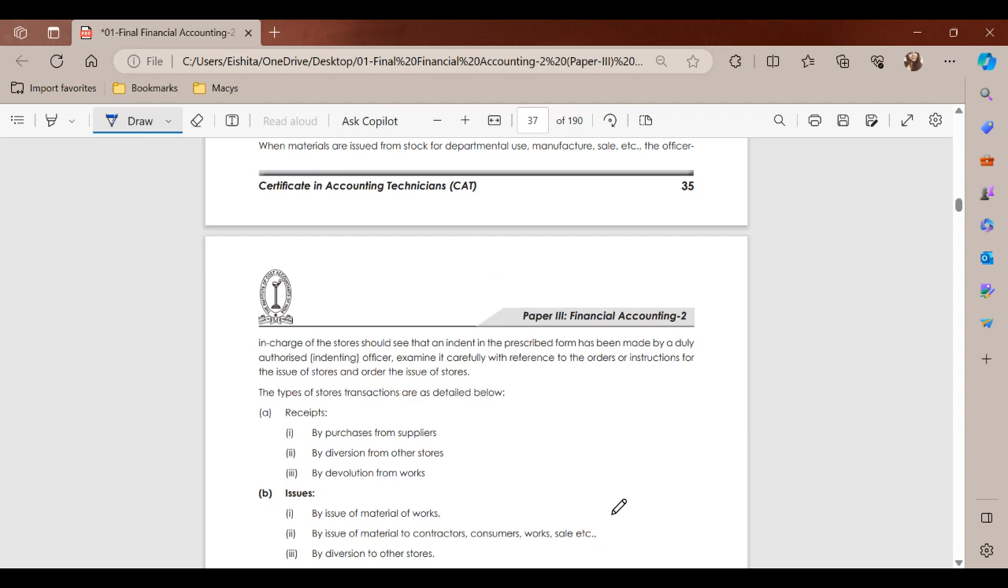What will happen is, suppose you have issued 8 to the paint shop, but paint requires only 6. So 2 they will hand it over back to the stores. So purchase from suppliers, 1, by diversion from other stores, second, and by devolution from various works. 3 types of receipts are there.